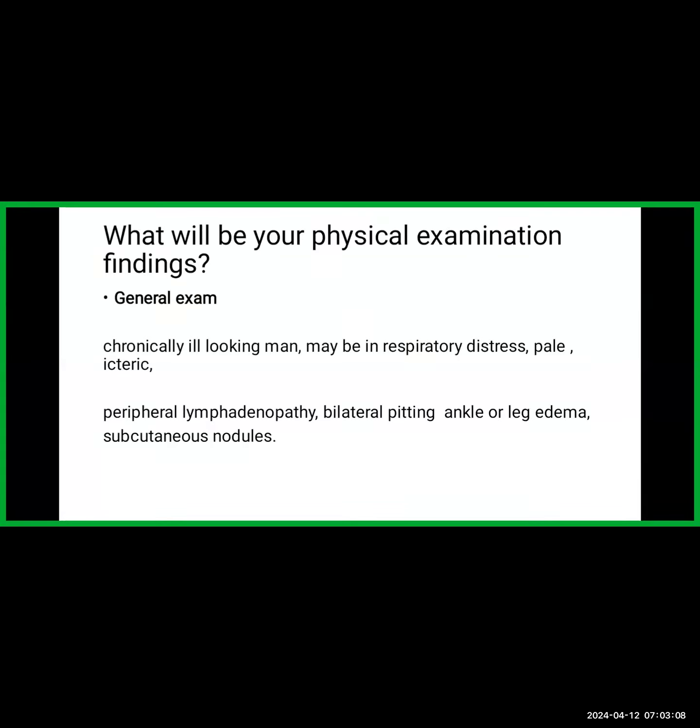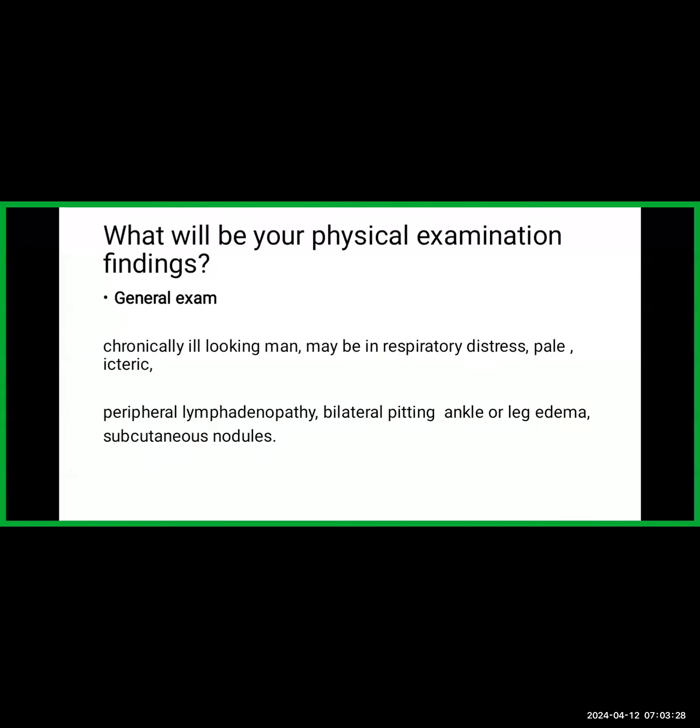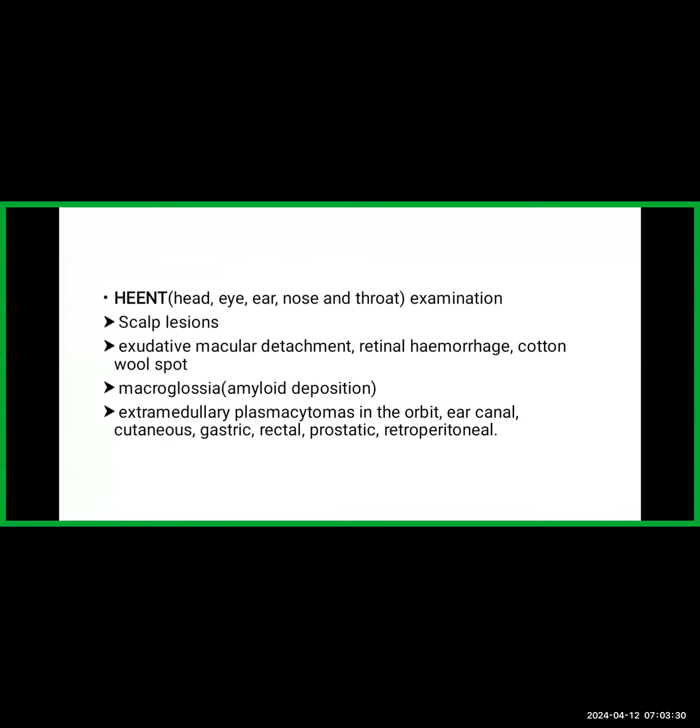The second question says, what will be your physical examination findings? On general exam, I expect to see a chronically ill-looking man, probably in respiratory distress, pale and icteric, and with peripheral lymphadenopathy, with bilateral pitting ankle or leg edema with subcutaneous nodules. The acronym HENT will also help me examine the head, the eye, the nose, and the throat for scalp lesions.